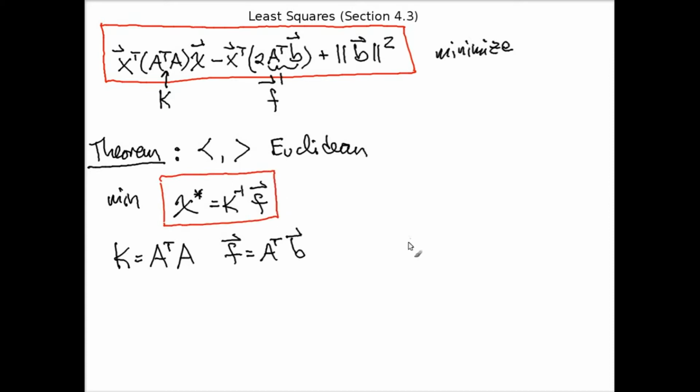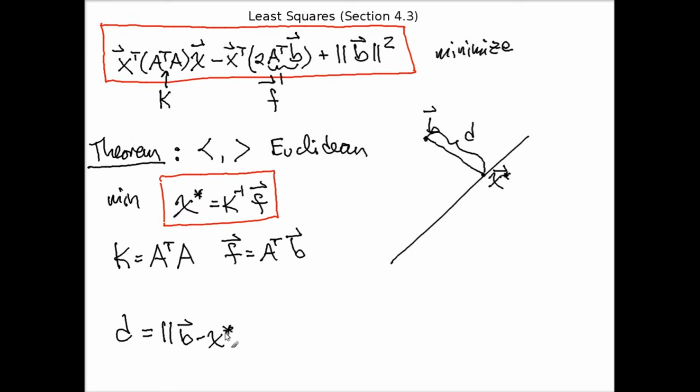And I'll draw the picture. This is B, and this is the point X star, and the actual distance, which I'm calling D, is given by simply the norm of B minus X star, and that turns out to be the square root of the length of B squared minus F transpose K F.